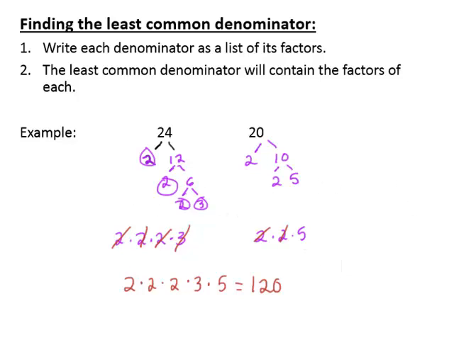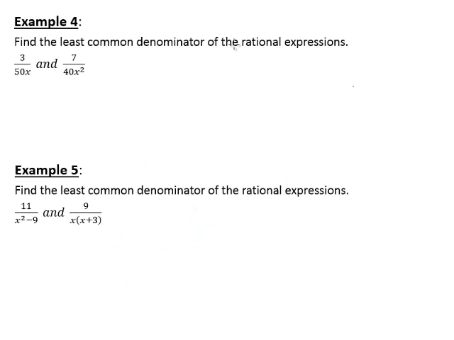So let's try this with some algebra. And notice we're not actually adding these together, we just need to find the common denominator. So we're going to split up this 50x into its different factors. So 50, we could use 25 and 2, and then 25 splits up into 5 and 5. So 50x is 2 times 5 times 5 times x.